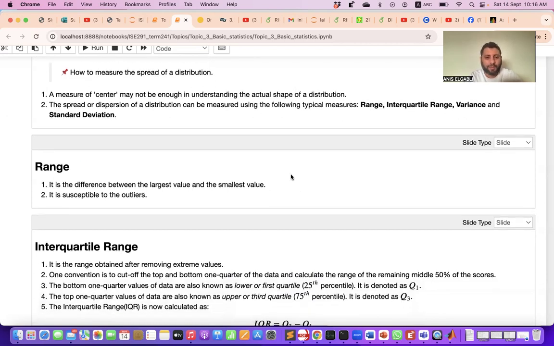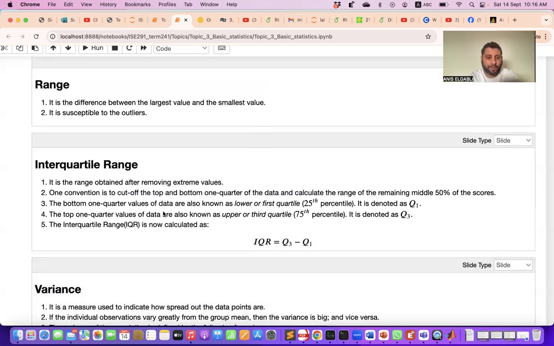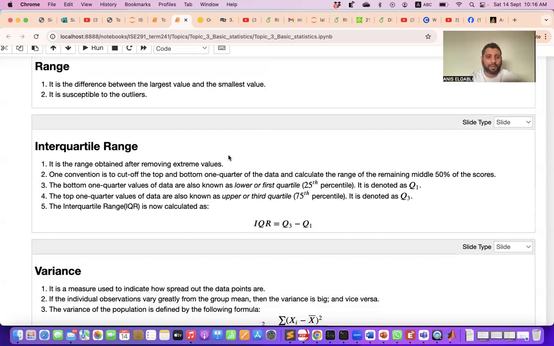So we start with the range. Basically, the range is the difference between the largest and the smallest value. Since it considers the actual largest and the actual smallest, and the data may contain outliers, this metric is sensitive to outliers. The interquartile range can actually solve this issue. It's less sensitive to outliers since it takes the difference between the third quartile and the first quartile.